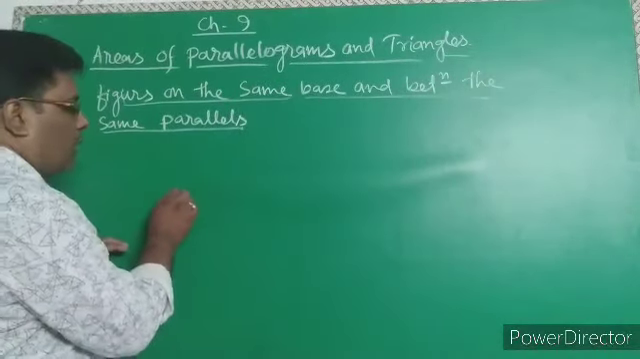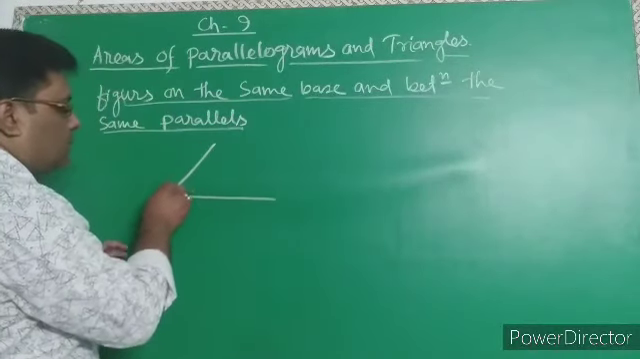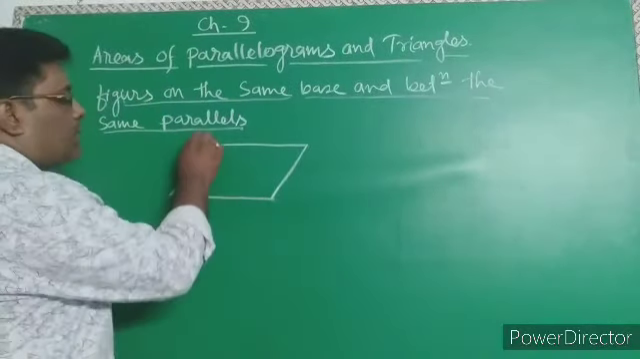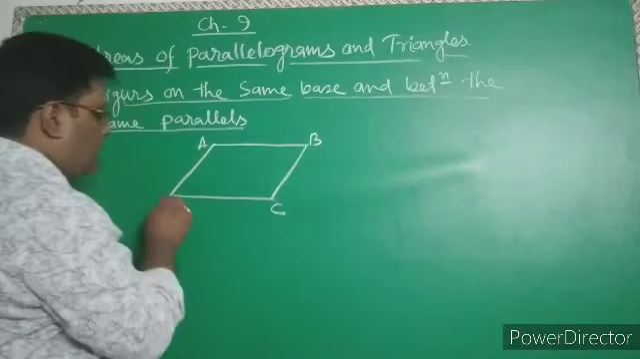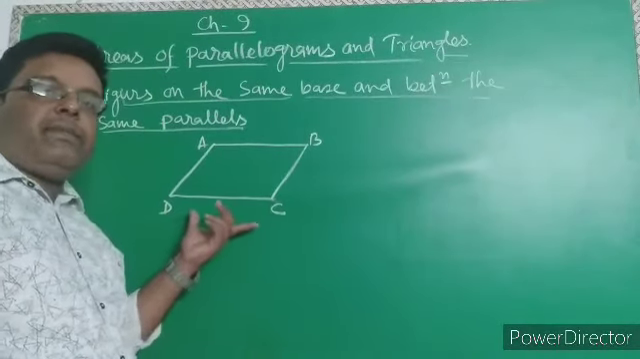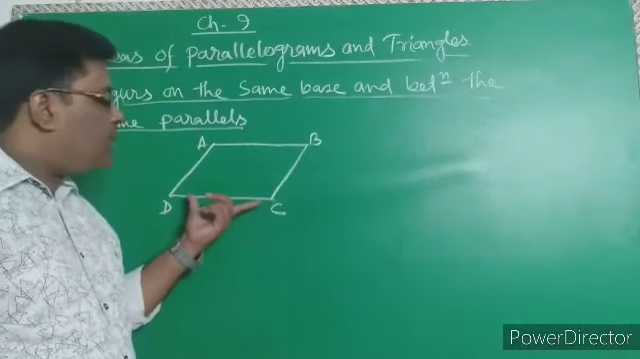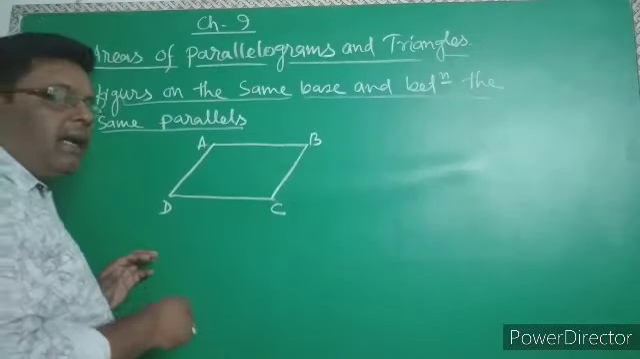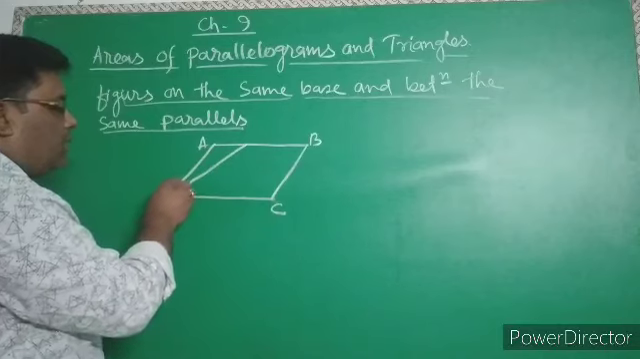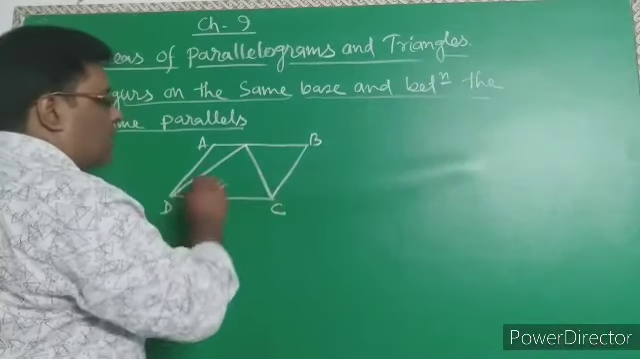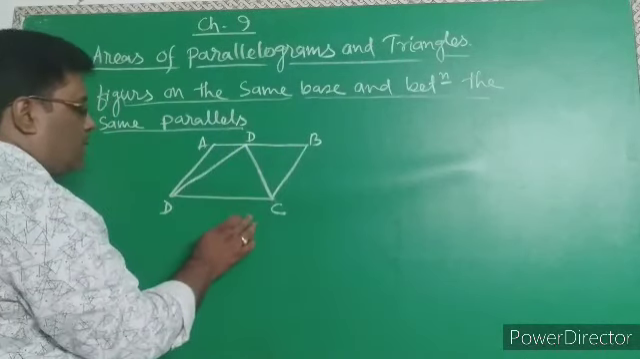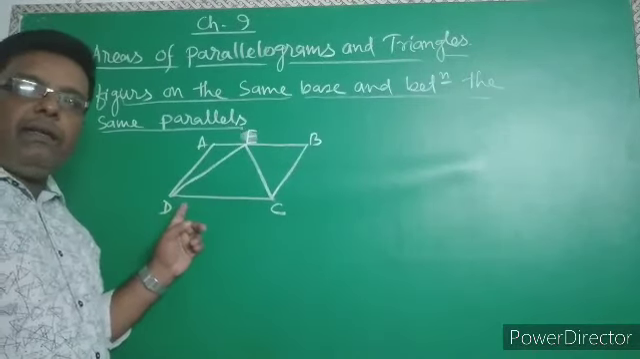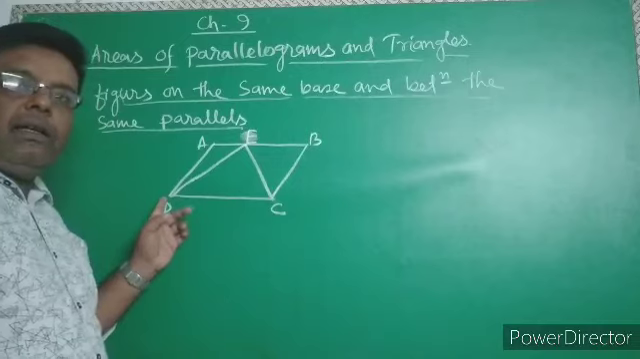So if we draw a parallelogram here, suppose A, B, C and D. Its base is CD and it lies between AB and CD. AB and CD are two parallel lines. Now if we draw another triangle, suppose E. Suppose ECD is a triangle and ABCD is a parallelogram.